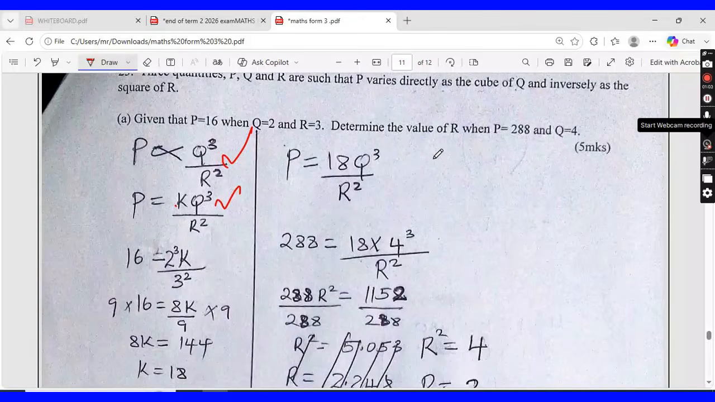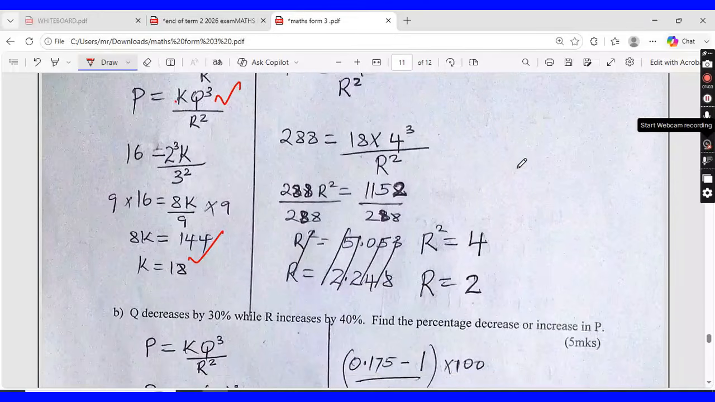When P is 16, Q is 2. Once you get that, that will help you to get the value of K, the constant. Now determine the equation connecting first. This is the equation connecting the three quantities, P, Q, and R. Then after that, now you can determine R when P is that one. When P is that one, you simply get R is 2.